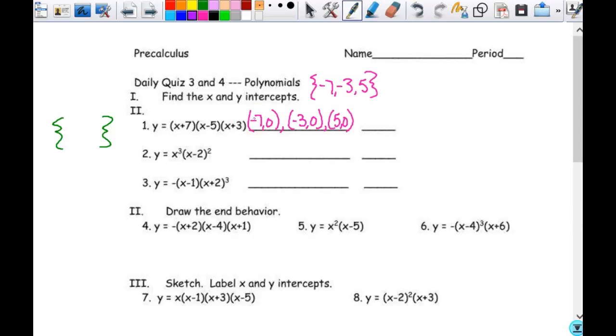Okay, so then to find the y-intercept, what do I do? I just plug in 0. So that means I'm going to have 7 times -5 times 3, right? Notice I'm not multiplying those numbers together because I'm just really plugging in 0. So this is going to give me 35 times 3, which is what? 105. So then my ordered pair there is 0, -105. Everybody okay with that?